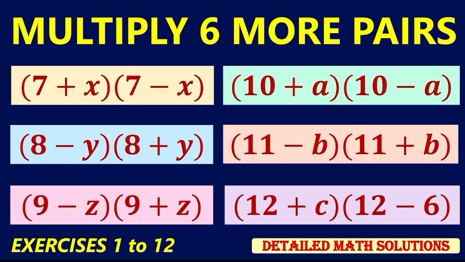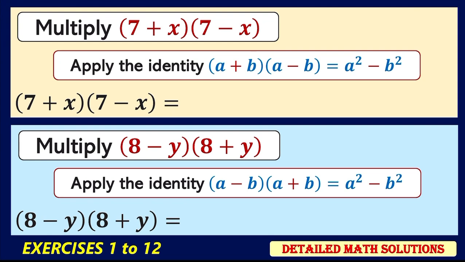Next, I'm going to multiply 6 more pairs of binomials displayed on the screen. Multiply 7 plus x in parentheses by 7 minus x in parentheses. Again, the approach is similar to the previous exercises.